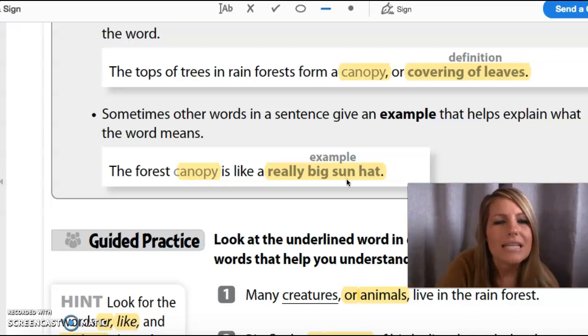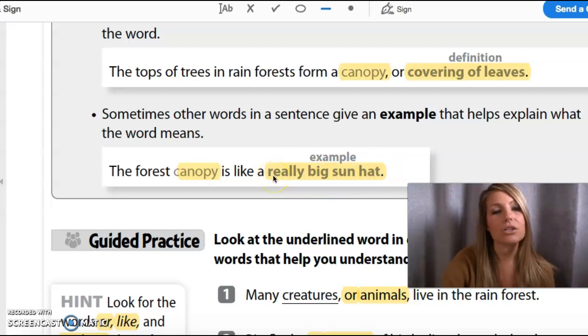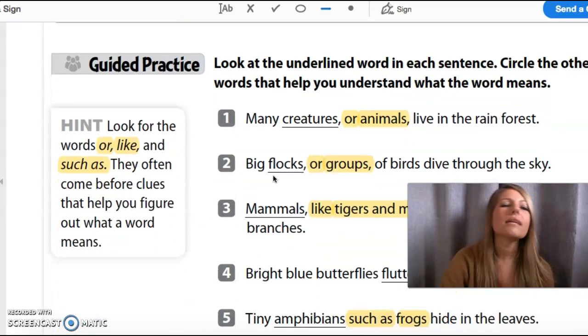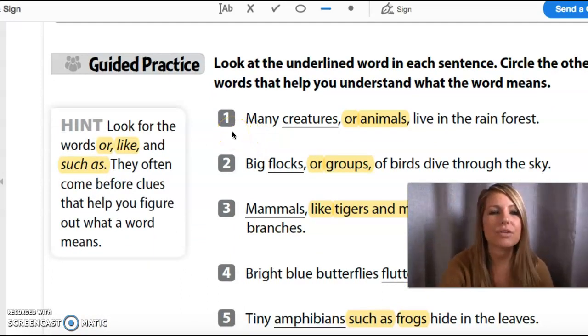This sentence didn't tell us exactly what a canopy was, but it did give us a clue, so I highlighted the clue that it gave us in the sentence. Those clues are actually called context clues. Let's get started with some practice together. Make sure that you have your pencils out so that you are ready to circle the clues that help us figure out what the word means.